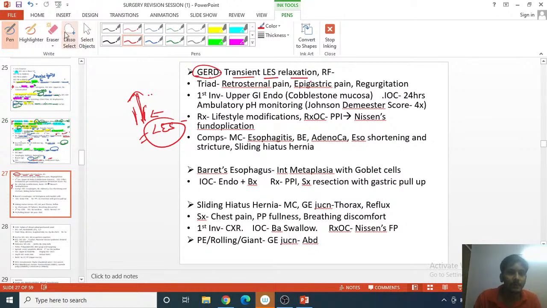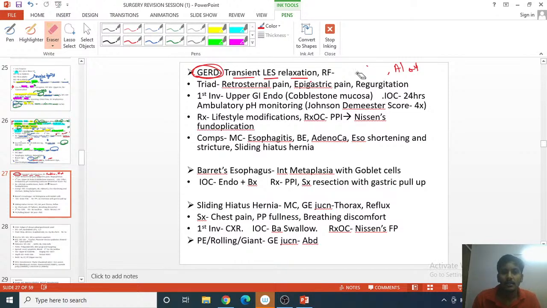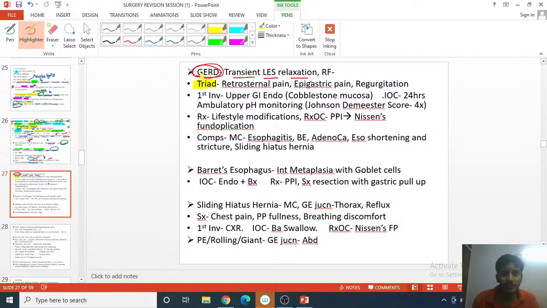Which can lead to heartburn, pyrosis. Okay, all these symptoms. So please remember, if transient LES relaxation occurs, it can lead to GERD. Risk factors would be smoking, alcohol, elderly age, NSAID intake, all this can be your risk factors. Please remember. Okay, then the triad. The triad is very much important for GERD to remember.